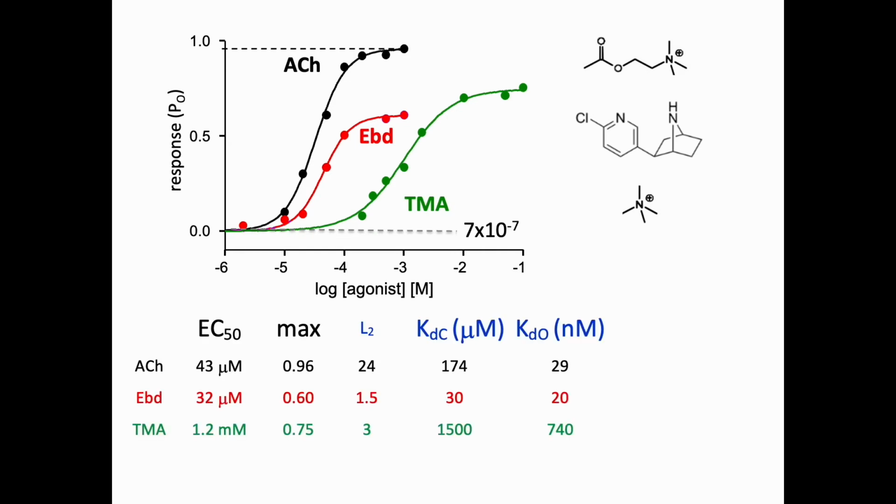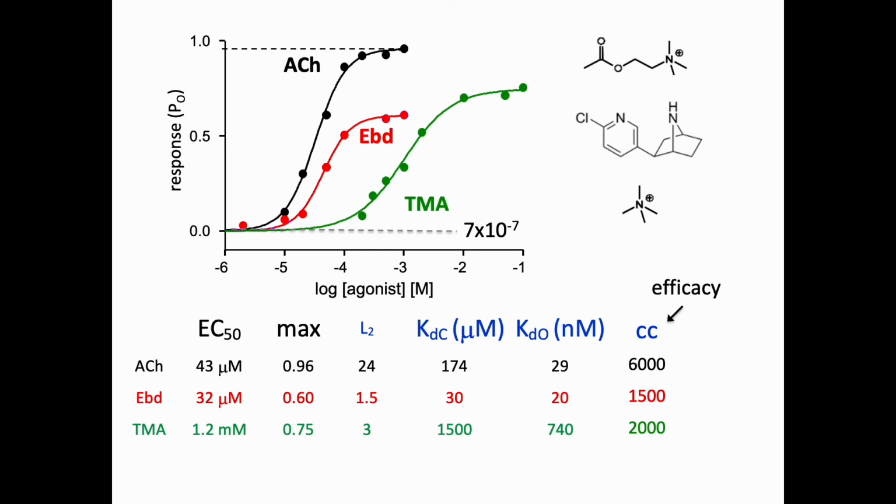Here are the EC50s and maxes, and we end up calculating the weak binding to C and strong binding to O, which is respectively in the micromolar and the nanomolar range. And we can take the ratio of those two equilibrium dissociation constants to get the coupling constant. So these are the coupling constants, and the coupling constant is a measure of agonist efficacy.